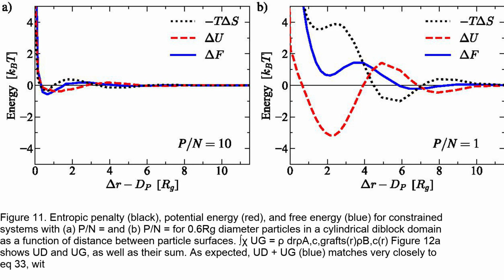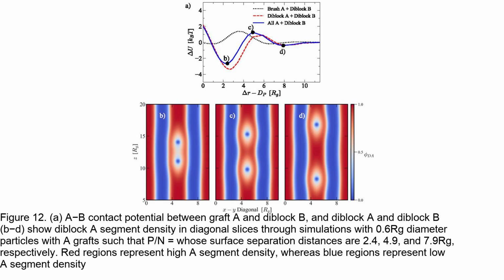The entropic and potential energy components of the free energy are separated using thermodynamic relationships. The results show that both entropic and enthalpic effects contribute to the interactions between the grafted NPs. Discussion of the potential energy contributions from AB contact and diblock and brush chains in systems with grafted NPs in cylindrical diblock copolymer domains. The potential energy components are separated to analyze the contributions from different chains. The A-segment density maps illustrate the conformations near the particle and the presence of the AB interface.